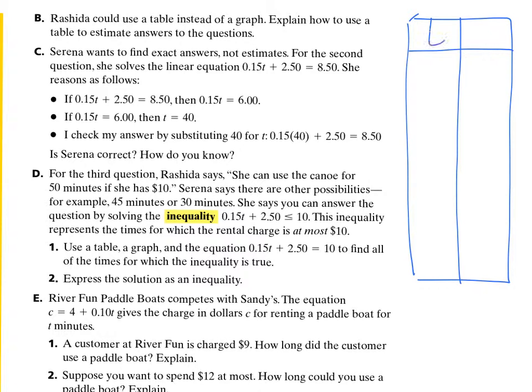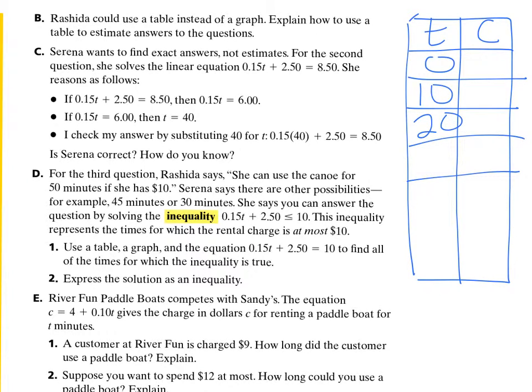We're going to call them T and C because the independent variable is time and the dependent variable is cost. And we'll probably want to start our time at 0, and it might be appropriate to go by tens in minutes. Some people go by fives, and that's okay. You probably wouldn't want to go by single minutes because that would make a very large table, but you could. But I'm just going to go by 10-minute intervals.